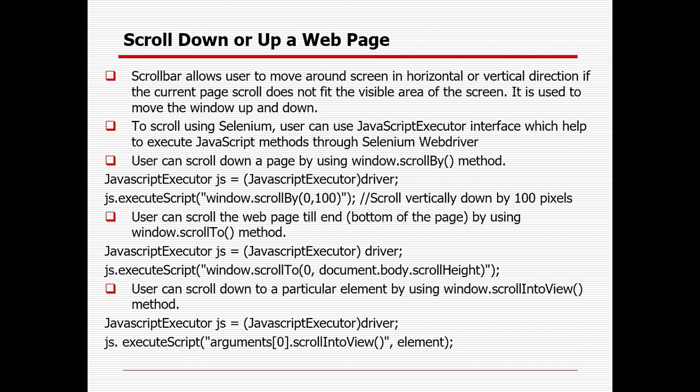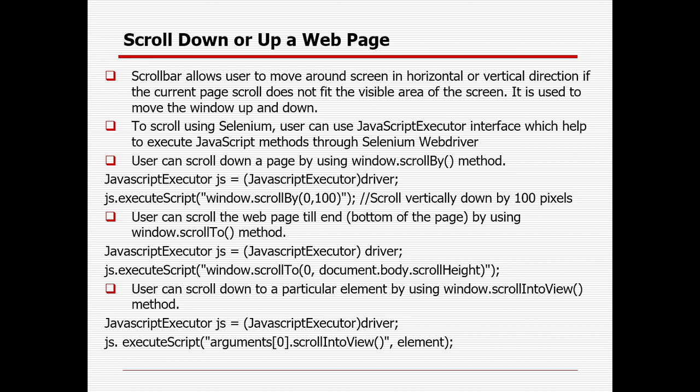The scroll bar allows the user to move around the screen in a horizontal or vertical direction if the current page does not fit the visible area of the screen. It is used to move the window up and down. So to scroll using Selenium, there is an interface available called JavaScript executor, which will help you to execute the method through Selenium WebDriver.